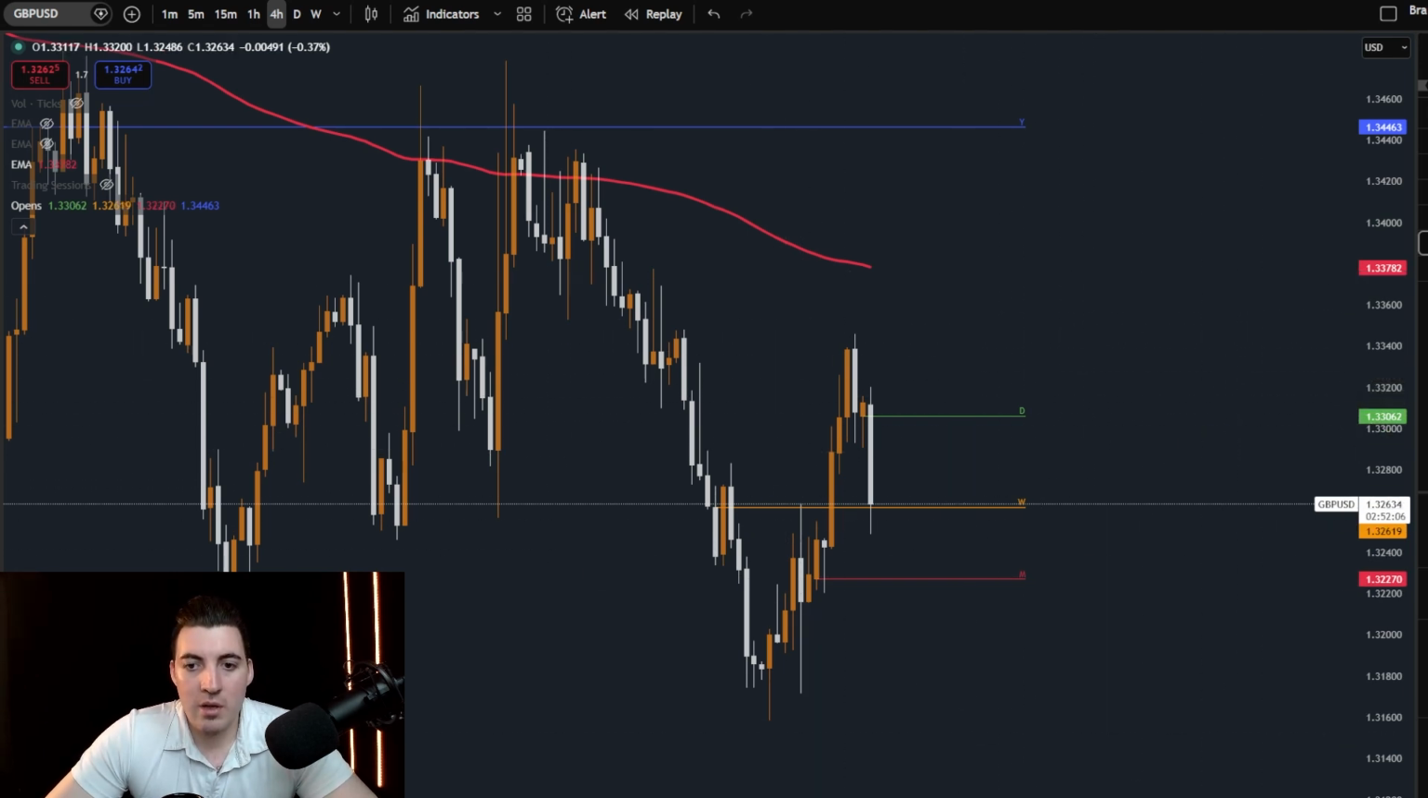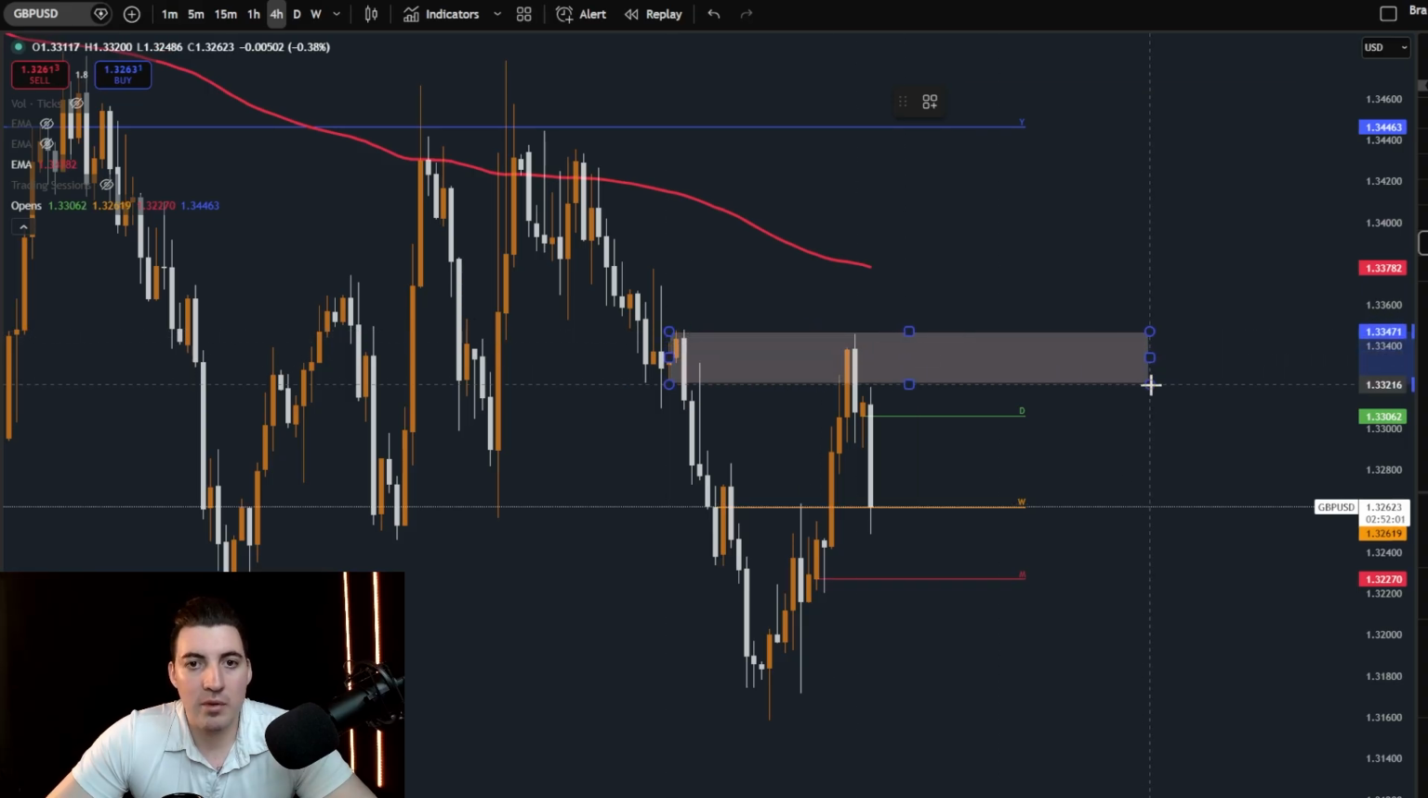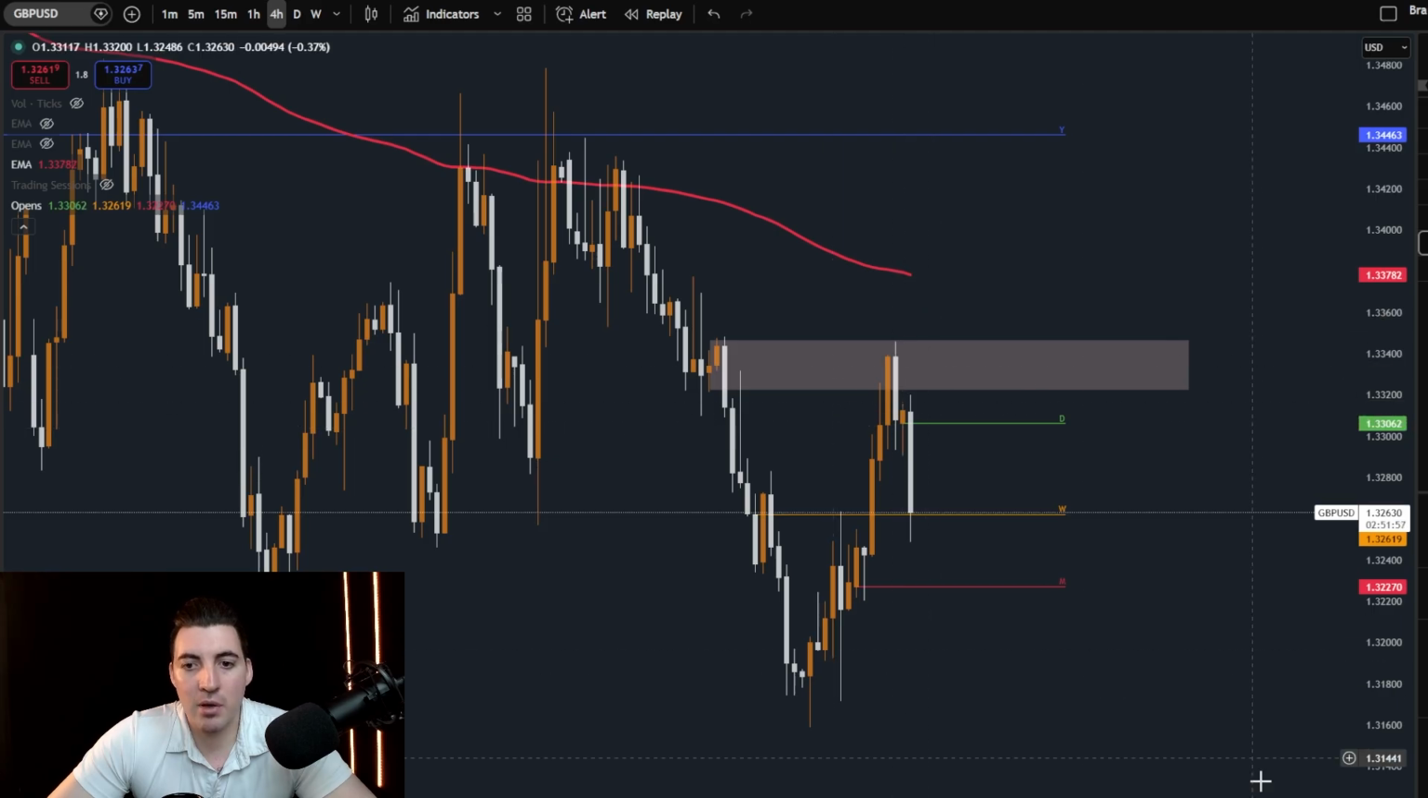What we can see is that on the GBP USD on the 4-hour time frame, the price had come up and entered into this supply zone. We know this because when price was originally at this price point, it pushed itself down with a very clear break of market structure.